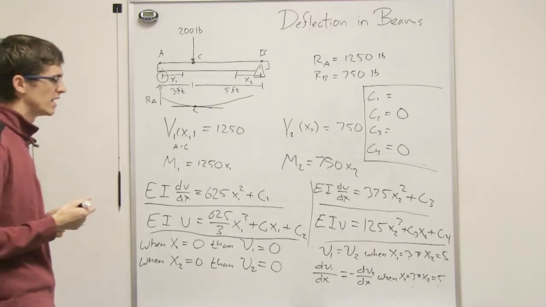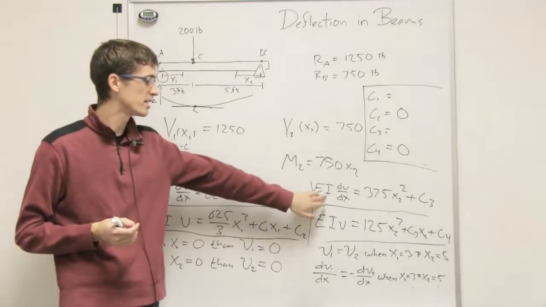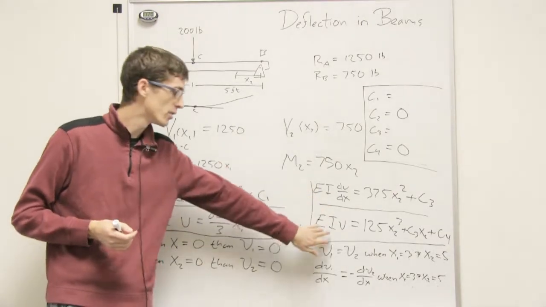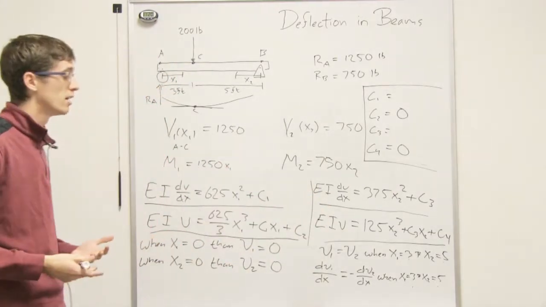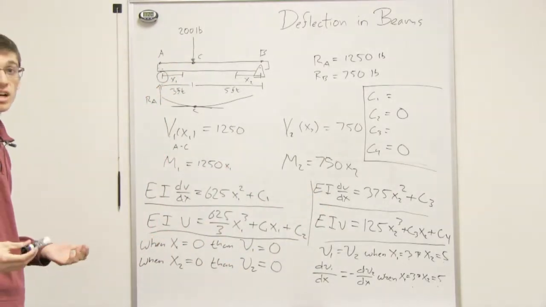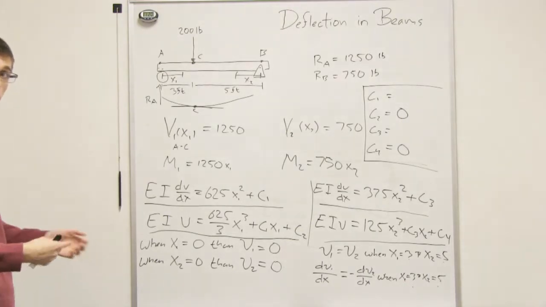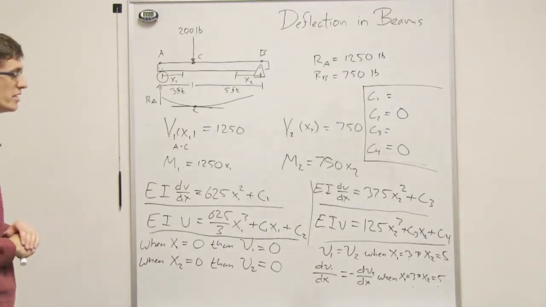One of the main reasons we want it in base units is because the I and the E over here in the equations are in base units. You are given the modulus of elasticity in base units, and so you need everything else to be in base units in order to use that.